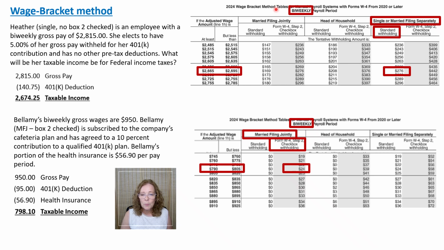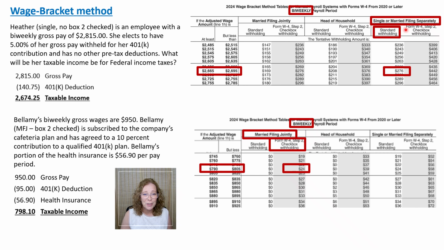In this case, it is for a biweekly payroll period. Below that is the tax table that is divided into 4 major sections. In the first section, we have the taxable income amounts. Be careful to read the header, at least, and but less than. The 3 other major sections are married filing jointly, head of household, and single or married filing separately.